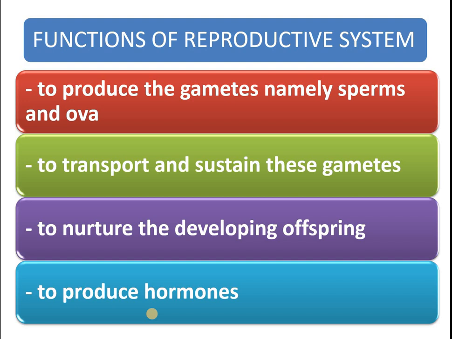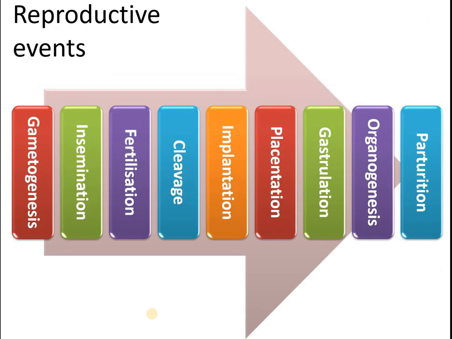Students, you may know this point. Apart from producing the gametes, the reproductive system also produces hormones. So these are all very important ones. Now what are the reproductive events? These are all the events of reproductive system: gametogenesis, insemination, fertilization, cleavage, implantation, placentation, gastrulation, organogenesis, and parturition.